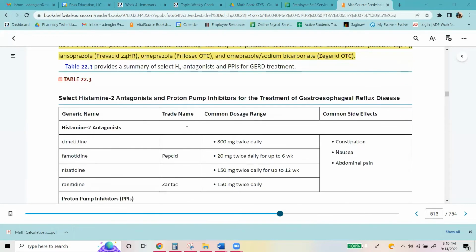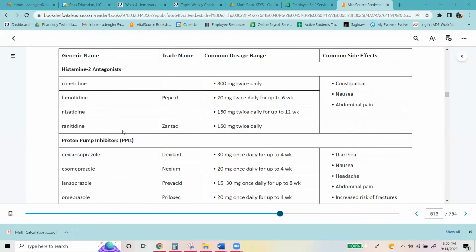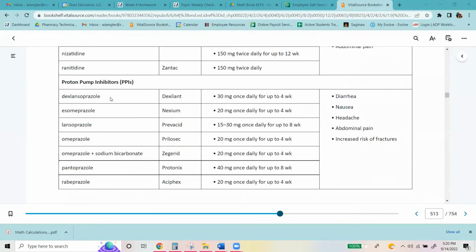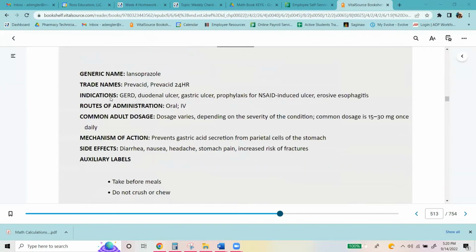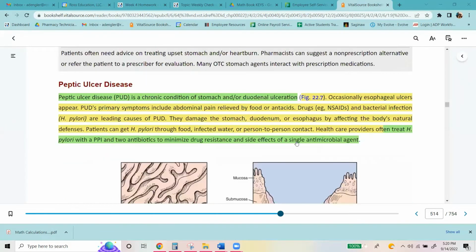So here's a list of the histamine 2 antagonists that are all on the market, besides, of course, ranitidine, and proton pump inhibitors, and more information about them.